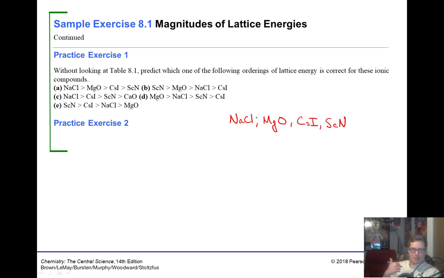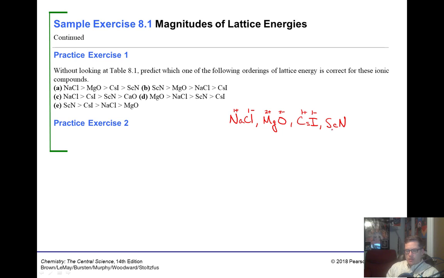Okay, so we've got to organize these things based off of their lattice energy. So remember, the two things we care about are charge and size. Charge always comes first, so we're going to worry about the charge first. So let's just look at these and try to determine what the charges would be on these ions. Well, sodium would be 1 plus, so we'll just add a 1 plus. Chlorine would be 1 minus. All right, magnesium would be 2 plus, and oxygen would be 2 minus. Cesium would be 1 plus, and iodide would be 1 minus.